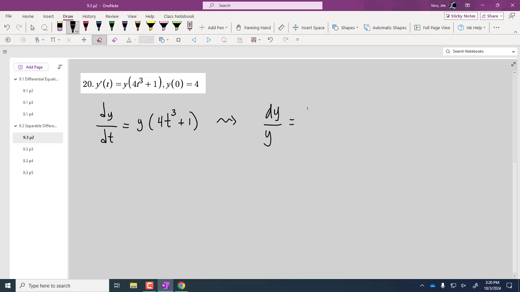So did everybody get this as their separated equation? Oh, I wrote, I thought it was a Y. I didn't send it to me. I'm dyslexic. It looked like a Y.